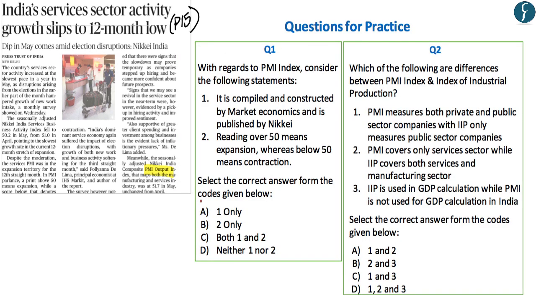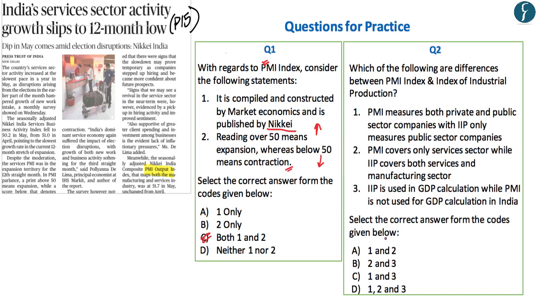Now there are two questions for your practice, and what you need to do is pause this video, solve both of these questions, and wait for 5 seconds for the correct answer. Now the correct answer to question number 1 is C, both 1 and 2. The Purchasing Manager Index or the PMI Index is released by Nikkei, whereby a reading over 50 means an expansion within the economy, whereas a reading below 50 means a contraction within the economy.